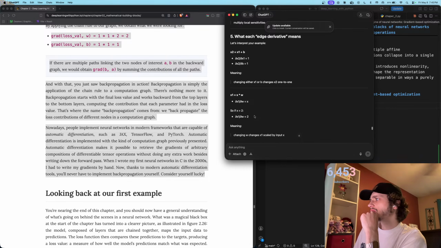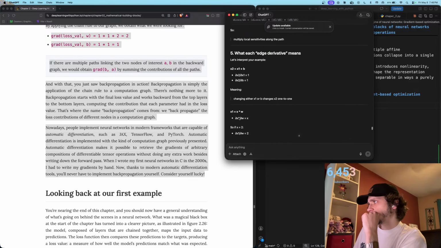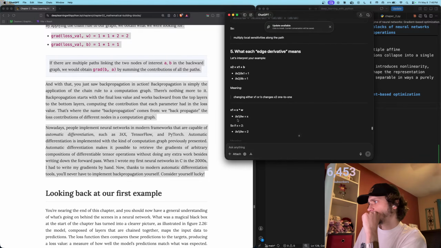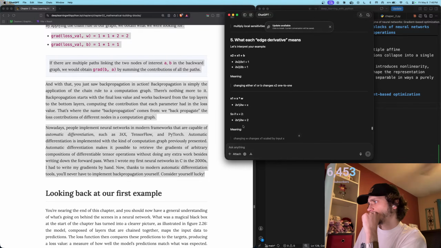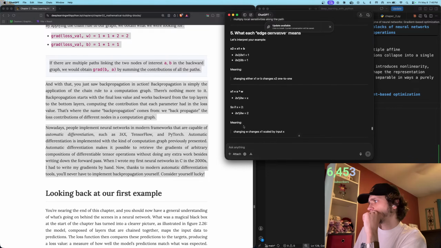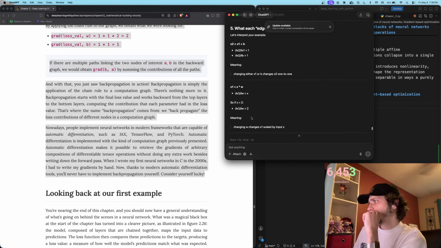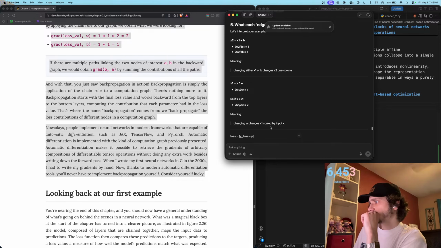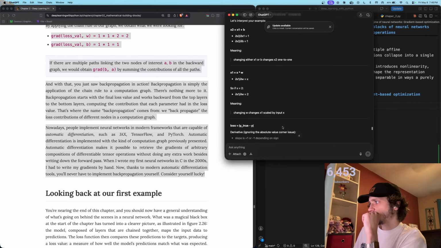x1 equals the dot product of x times the weights. So the derivative of x1 over the derivative of the weight equals x. If x is equal to 2 here, it means changing w changes x1 scaled by the input x.